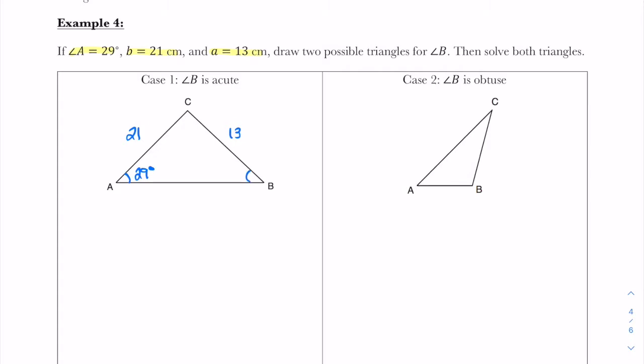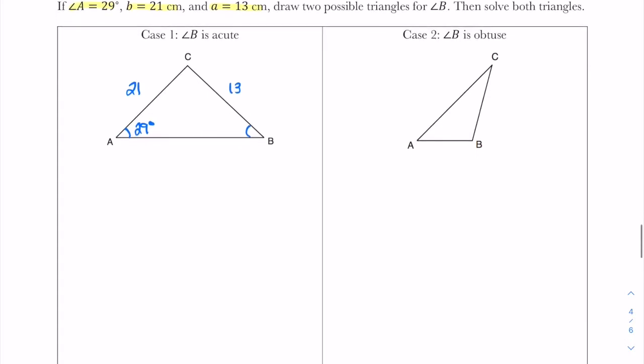So we were asked to solve both triangles. Let's get started and do that. In this triangle, we're given an angle and two sides. So that's side-side-angle. We'll use the sine law. I guess the first thing we can do is solve for angle B.